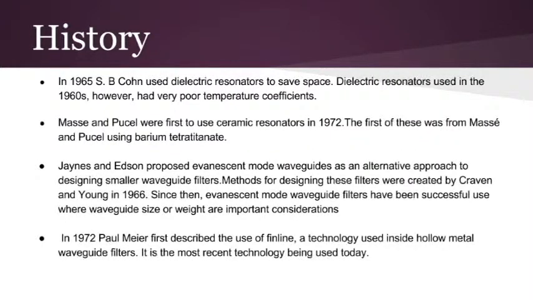Much development on waveguide filters was carried out during World War II, and this was driven by the needs of radar and electronic countermeasures. Theoretical work after the war included the commensurate line theory, done by Paul Richards. Commensurate lines are networks in which all the elements are the same length, or in some cases, multiples of the same length. In 1965, S.B. Kahn used dielectric resonators to save space.